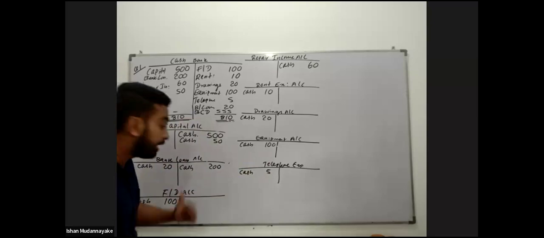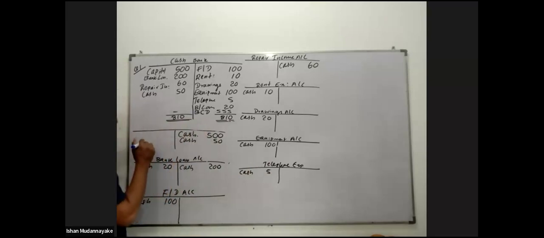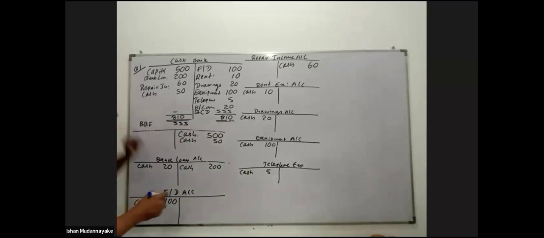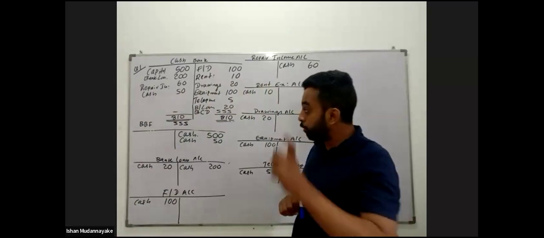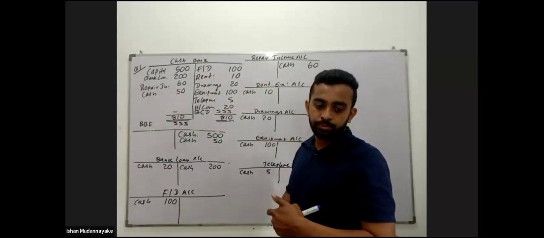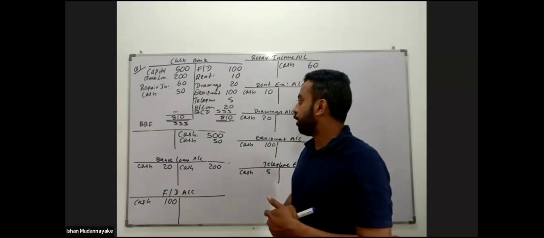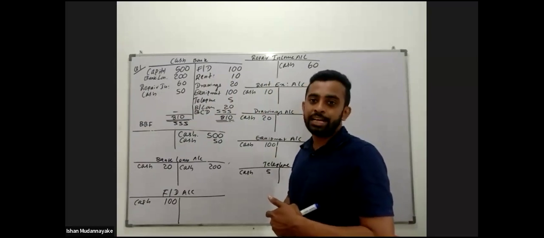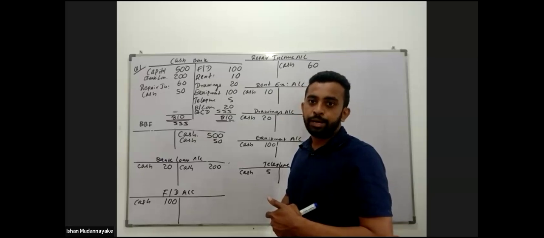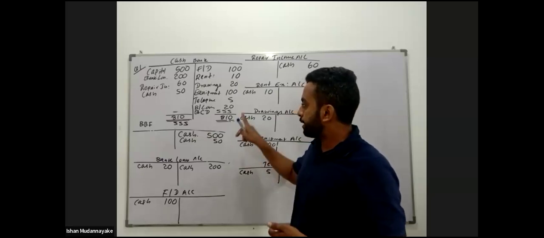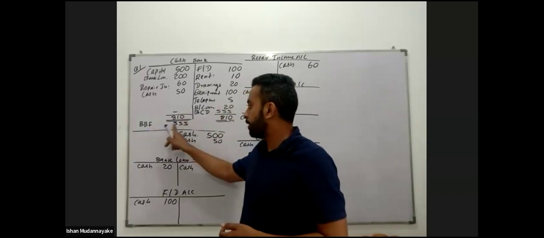555. And from the debit side, I will erase this one. Total. From the debit side, here you will write down BBF 555. What is this BBF? Balance brought forward. Balance brought forward 555. Balance carried down is the closing cash balance, and then balance brought forward 555.